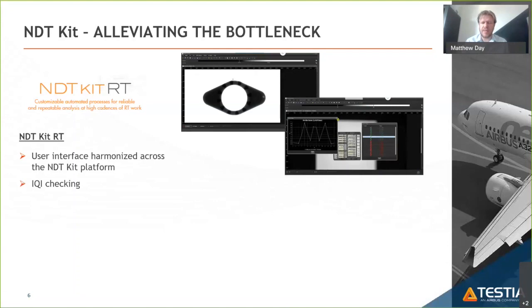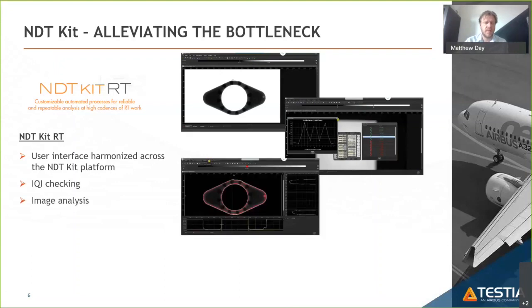Automatic IQI checking. Part of the process is the software being able to recognize features within the IQI tabs. Full image analysis of the part. The image might be a little unclear here, but we can draw data lines across our part and get cross-sectional areas for both X and Y axis.